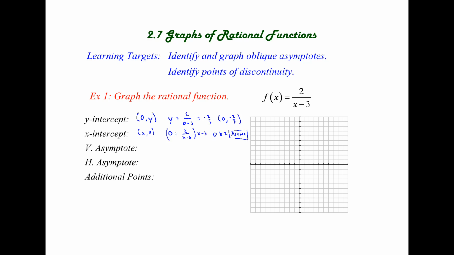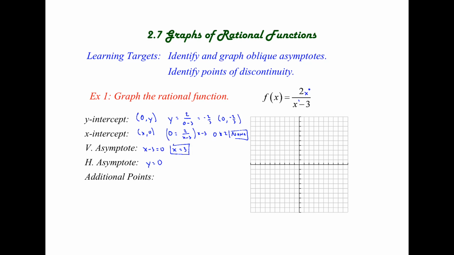The vertical asymptote comes from the denominator, and there are no factors to be canceled, so your vertical asymptote comes from the denominator where it's equal to 0, so that would be at x equals 3, so there's your vertical. Your horizontal comes from the degree, and since the degree on top is 0 and the degree on bottom is 1, your horizontal asymptote is at y equals 0. So based on that information, let's go ahead and graph what we have.